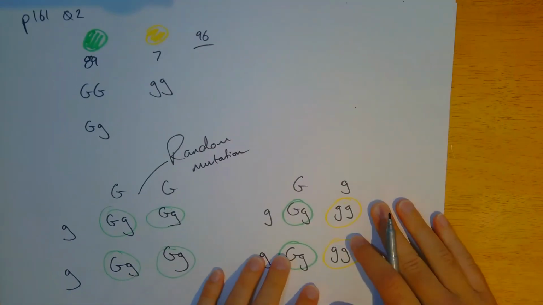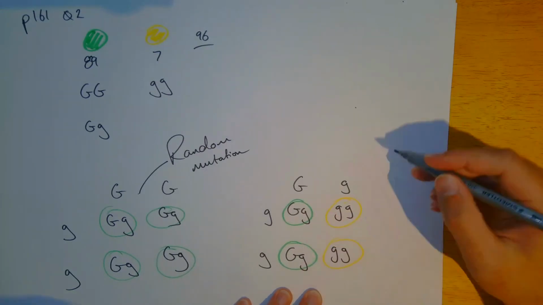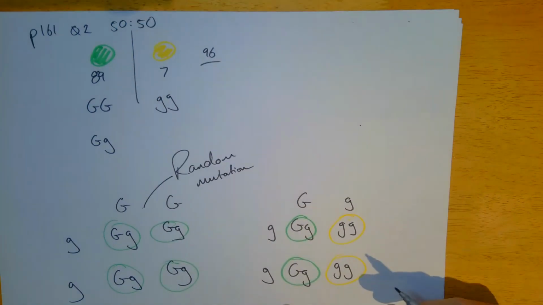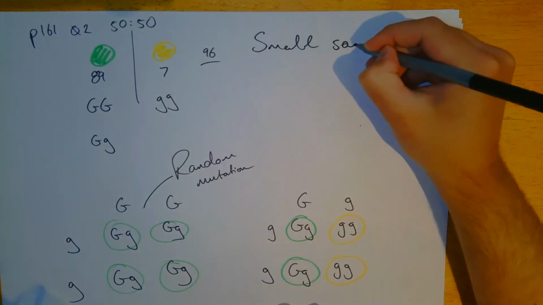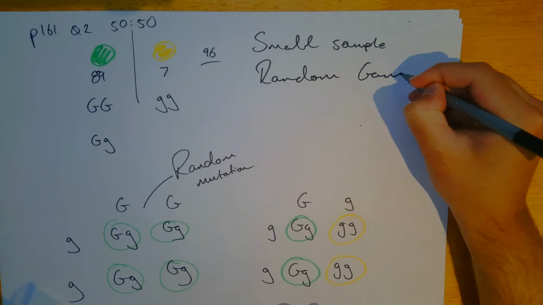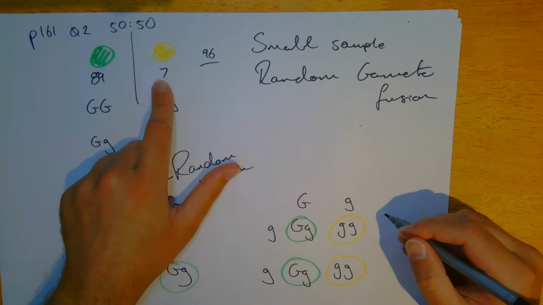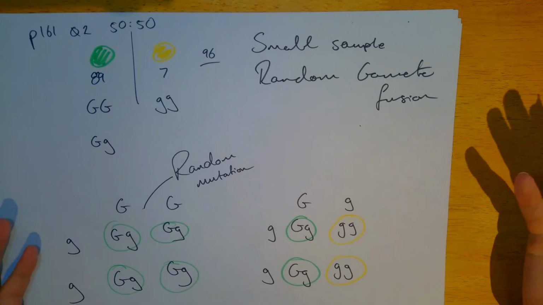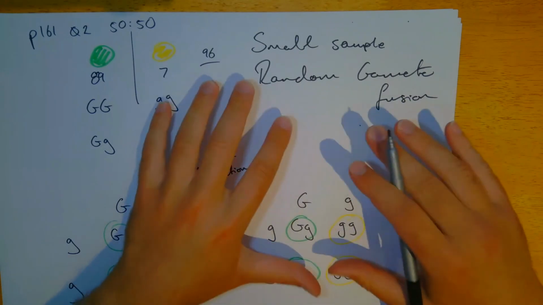What we see here is a much more likely scenario. Now we'd expect a 50-50 split. That's our expected outcome. However, it's a small sample, and because of random gamete fusion, that could explain why this number is so low. So while we'd expect there to be 50-50, it's completely fine and really quite likely that we won't see the expected results with such a small sample size, and because of that random fusion of gametes, we don't actually know what's going on.